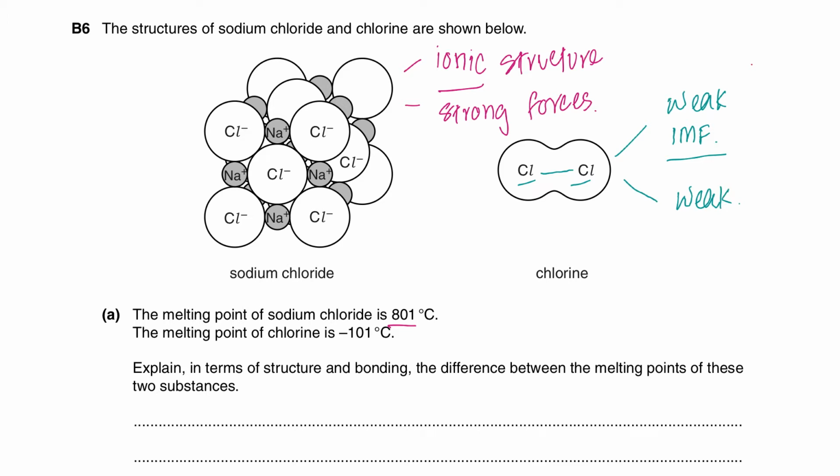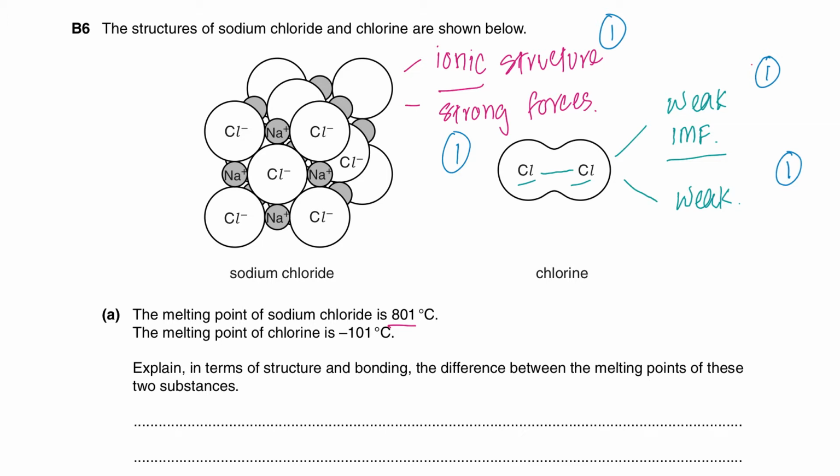So this is what you have to do. Each point is one mark. You identify correctly that sodium chloride is an ionic structure, so it has strong ionic bonds holding it together, and that's why the melting point is really high. For chlorine, you have to identify the structure: it's simple covalent with weak intermolecular forces between the molecules. I should have said it's a simple covalent structure with weak forces, so the boiling point is really low. So these four points are what I need to use to formulate my answer.